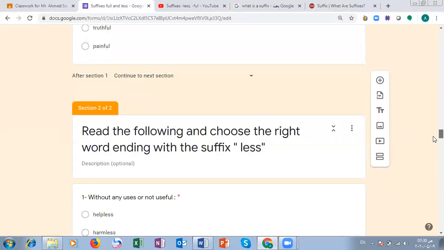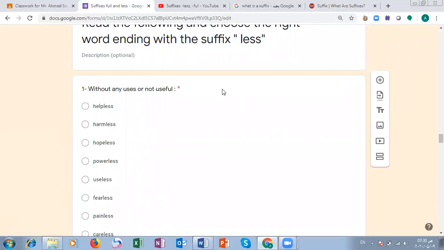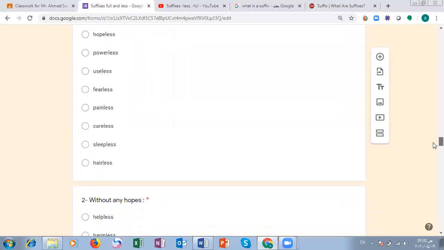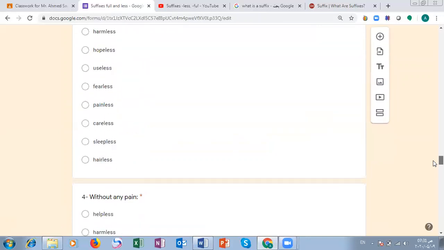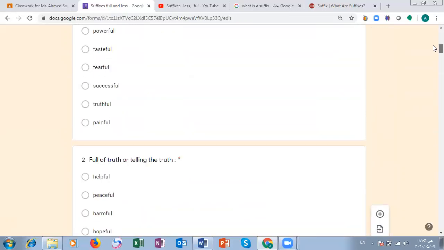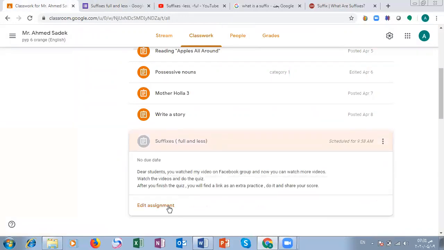Now the next section, section 2. Read the following and choose the right word ending with the suffix less. So now we are going to choose the words ending with less. Without any uses or not useful. So here it's helpless, harmless, hopeless, powerless, useless. It's useless, without any uses. Not useful. It's not useful. So as you see now, you are going to read the meaning and choose the right word that matches this meaning.